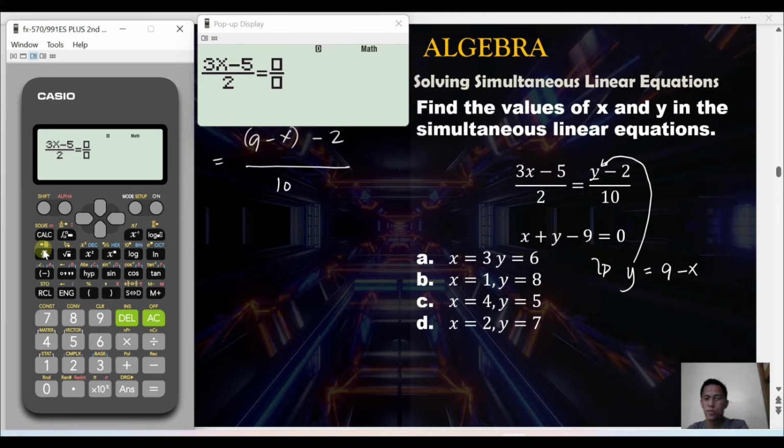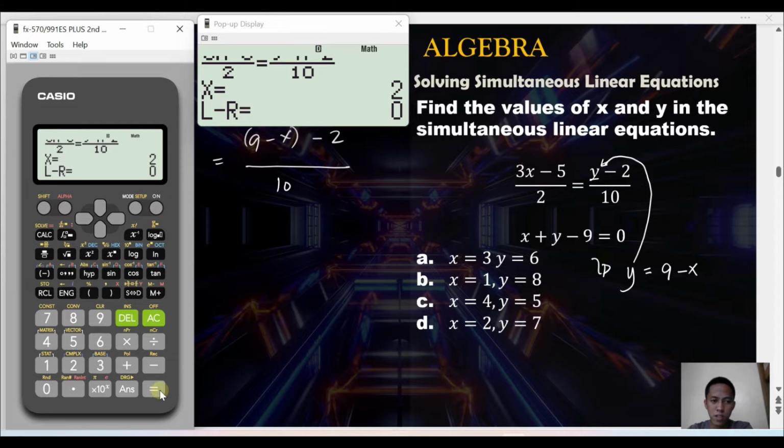So, what is the value for y? So, that is 9 minus x. So, 9 minus x. So, alpha x. And we have here minus 2. Okay, all over, that is 10. So, shift solve lang natin guys, shift solve. So, equals lang, x value is 2. Okay? So, sa ating choices, clearly, letter D yung answer natin.